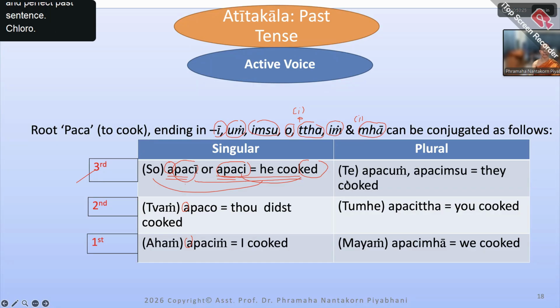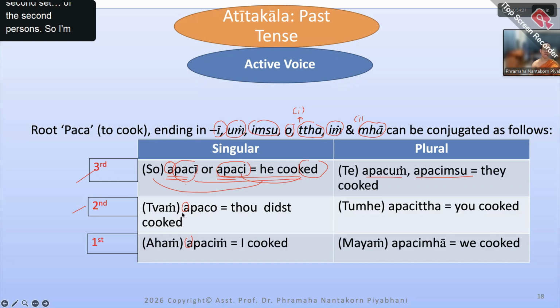Plural. Te apachum, te apachum or te apachimsu. Imsu, right? Imsu, case endings of the third person verbs. Te apachimsu. They cook. Okay, this is the third person, the verbs of the past sentence. Next, the verb of the second person, not the second sentence. The verb of the second person.